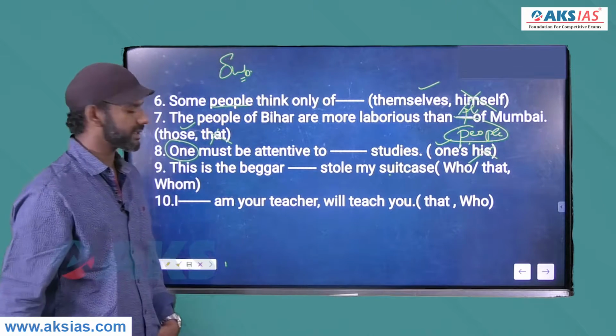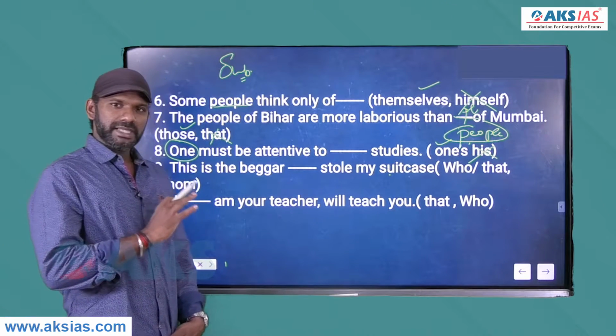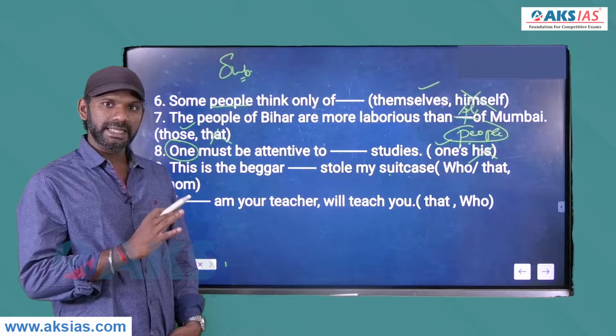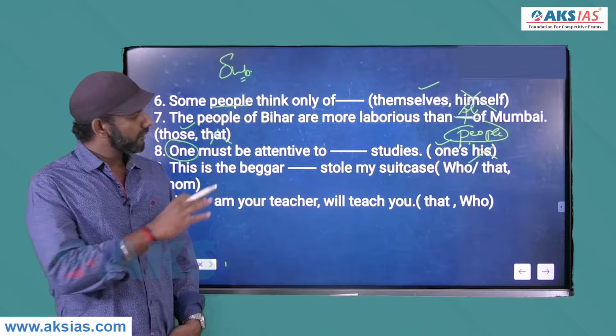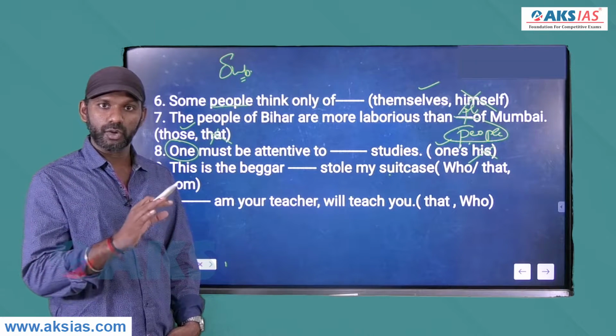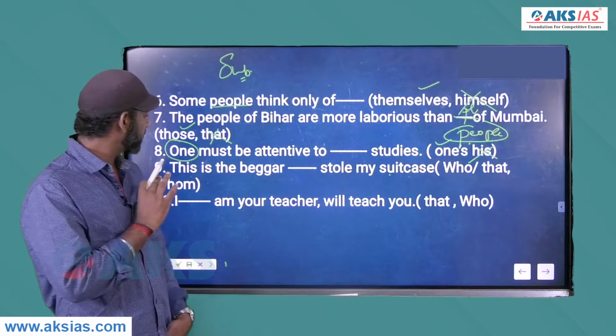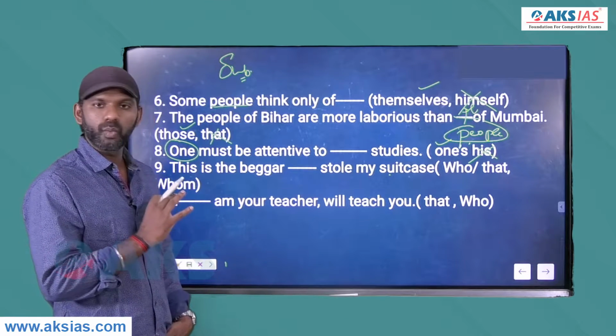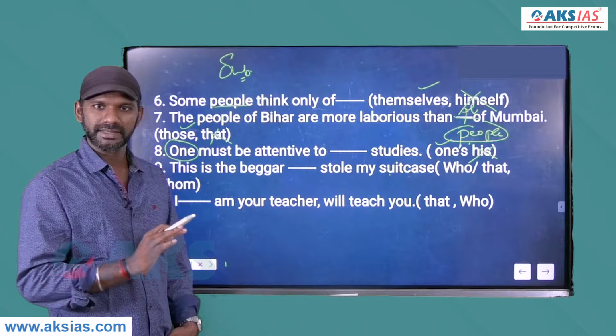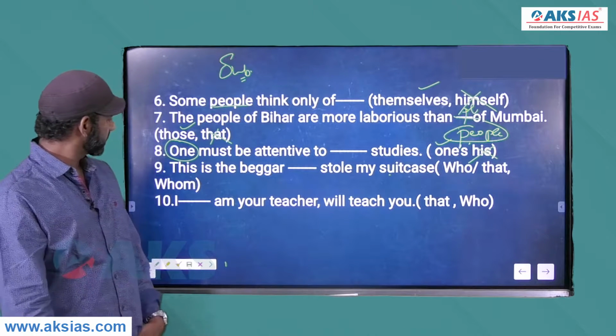O-N-E apostrophe s. Only if the subject of a sentence is one, we can use one's, O-N-E apostrophe s, or else we cannot use one's. So the subject in this sentence is one, so it must be, one must be attentive to one's studies. Getting it? Come on next.